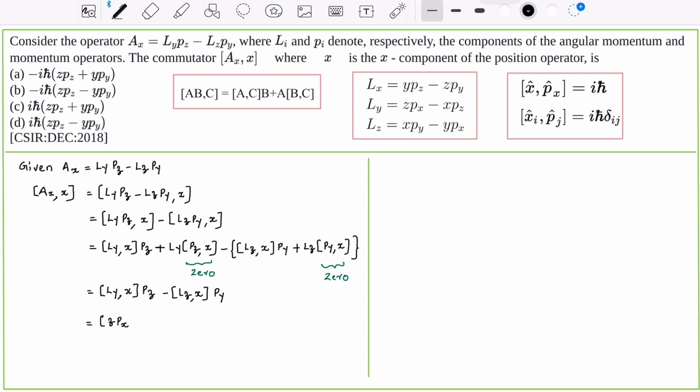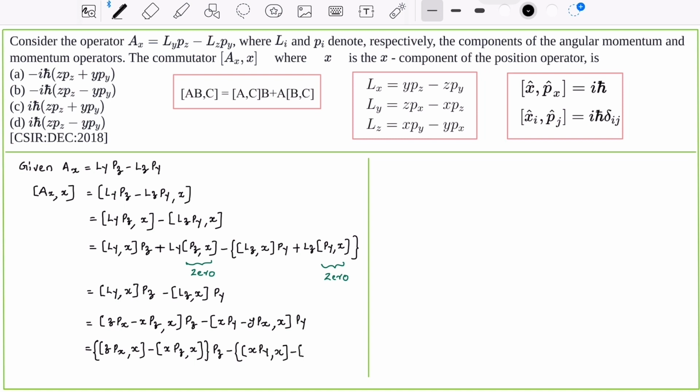Therefore, the commutator becomes the commutator of z px minus x pz and x, times pz, minus the commutator of x py minus y px and x, times py. Now let us expand the commutator: the commutator of z px and x minus the commutator of x pz and x, close the bracket, pz, minus, within bracket, the commutator of x py and x minus the commutator of y px and x, then py.